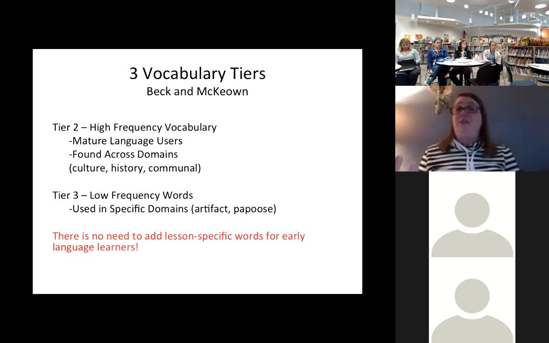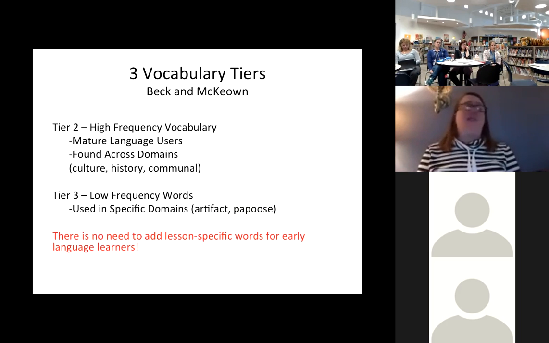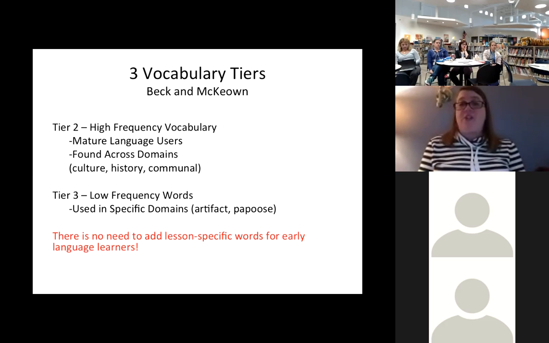The second tier for Beck are high frequency words that are for more mature language users, and in school they're found across domains. So they're words that you would find in multiple subjects or in multiple lessons or topics within the same subject area. And then tier 3 are those words that are going to pop up into lessons. For example, if we're thinking on this Native American theme, then it might be artifact or papoose. And there is absolutely no need to add specific lesson-specific words for our early language learners.